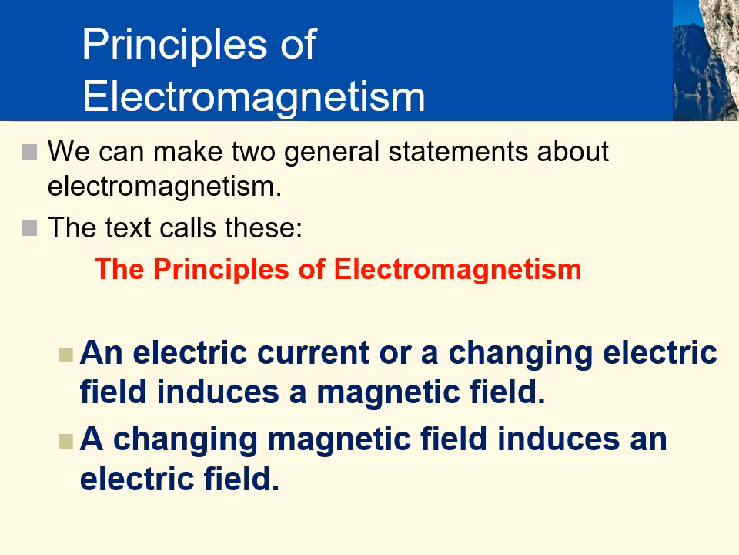From the previous slides, we can make two general statements about electromagnetism. The first one: an electric current or a changing electric field induces a magnetic field. This means we can produce a magnetic field from a moving charged particle. The second one: a changing magnetic field induces an electric field. We can produce an electric field from a moving magnetic field.